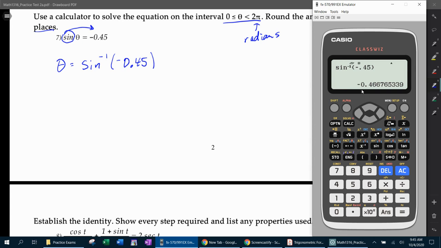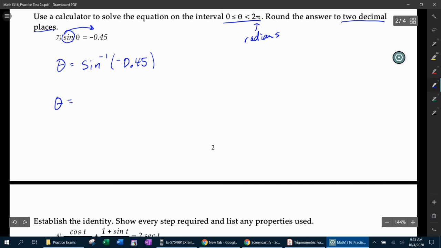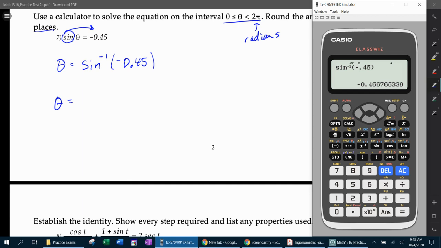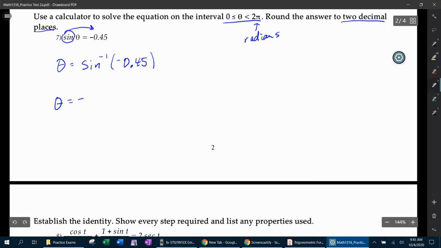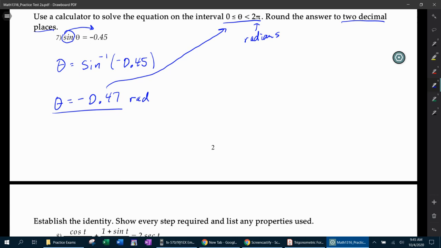And that's going to give me negative 0.46. And that 6 is going to make that round to a 7. So theta is negative 0.47. And that's radians, okay? Notice that this angle that my calculator came up with, it is not between 0 and 2 pi, okay? So that makes me have an unhappy face. So I'm going to have to do some work, okay?